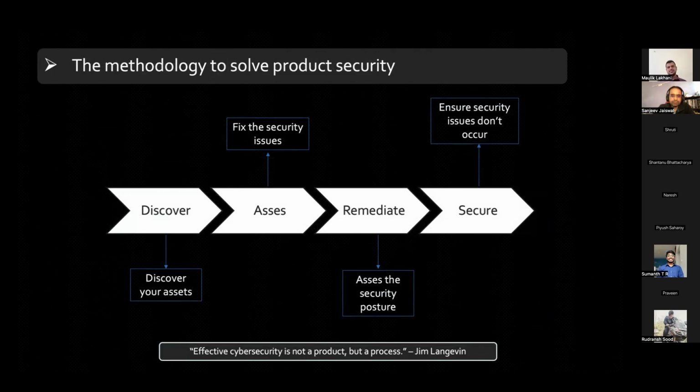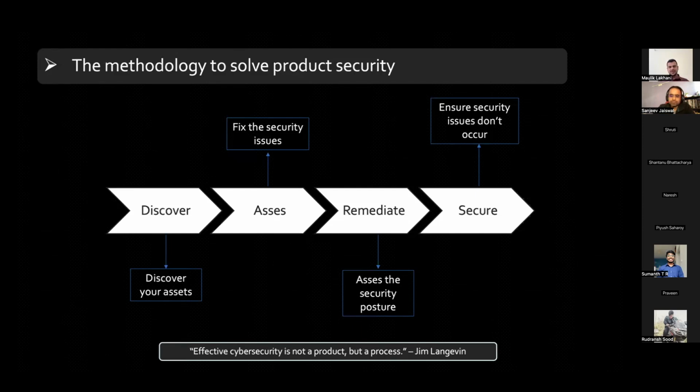So let us also understand the general, very basic methodology to solve product security. When you are doing product security or application security for the very first time in your org, not as an individual, but as an org, then first you have to discover your assets. How many web applications you have which are exposed to the internet, how many subdomains you have, how many cloud assets are exposed to the internet, how many APIs are exposed to the internet.